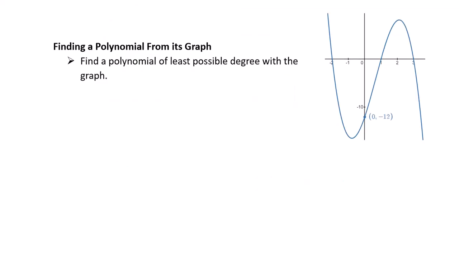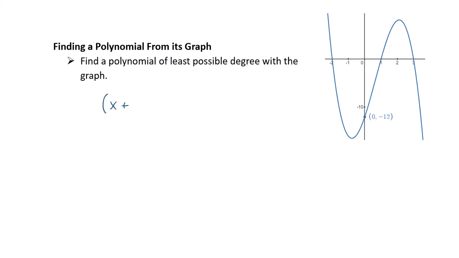Finding a polynomial from its graph. Let's find a polynomial of least possible degree with this graph. I can see here I have zeros of negative 2, 1, and 3. And if we would zoom in on each of those, we're going through those zeros in more of a straight type of way. So I'll bet that those are linear factors, meaning the multiplicity is just 1.